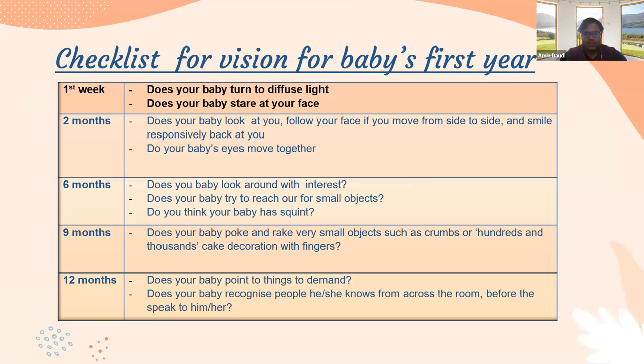So this is an example of the checklist for vision for the baby's first year. This is what we can tell the parents, or also use to ask questions and give guidance. For example, for the first week, you ask, does the baby turn to a diffuse light? Does the baby stare at your face? By the second month, you ask if the baby looks at your face, has fixation, which is following your face if you move side to side, or any recognizable smile at you. Do the baby's eyes move together? So you mention there's no strabismus.